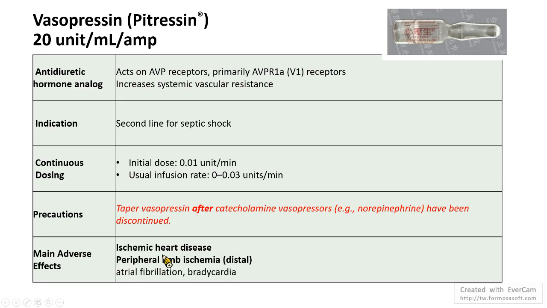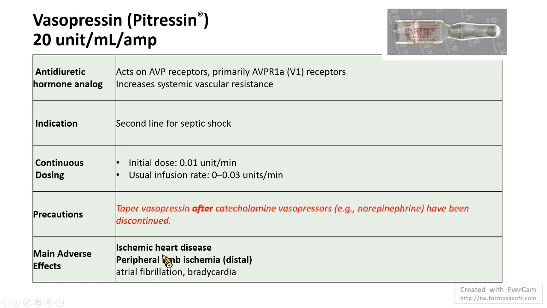And it should be noted, if the patient is using both norepinephrine and vasopressin at the same time, and when the shock is getting better controlled and we try to taper the vasopressors, it is highly recommended to always taper vasopressin last. So taper vasopressin only after the catecholamine-related vasopressors, such as norepinephrine, have been discontinued, and I will explain why and with the evidence later.